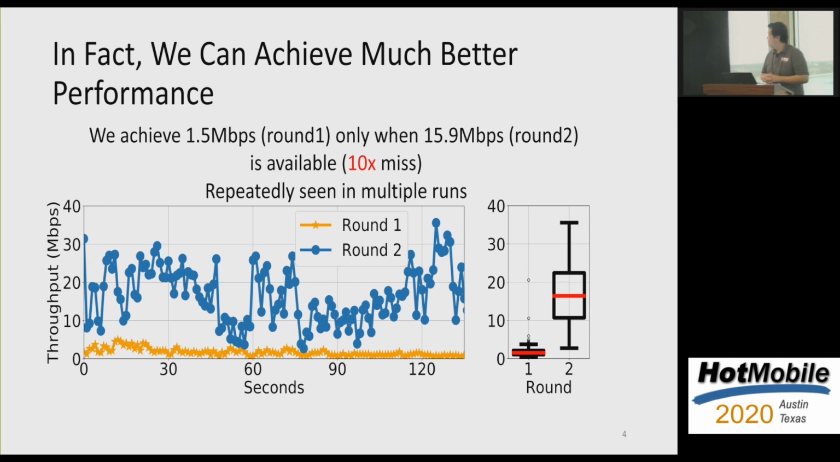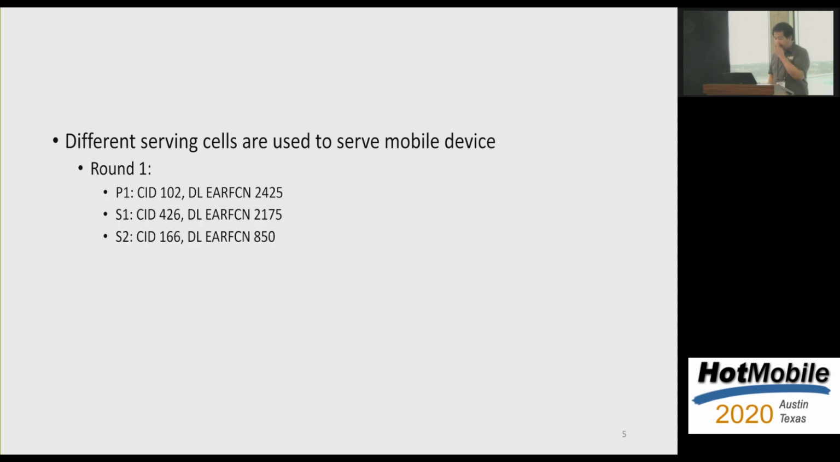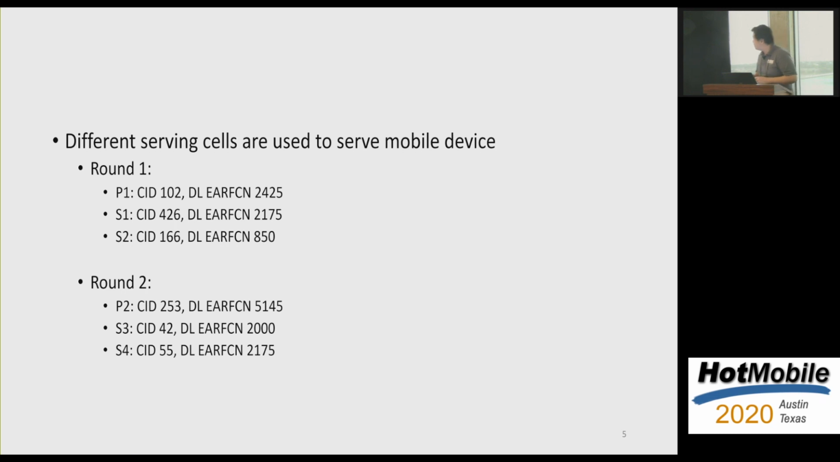So we repeatedly ran this experiment in many runs, and we found that this situation happens in multiple runs. So it's not a corner case. So what is happening here? If we check the RRC message collected at the device side, we can find that actually different serving cells are used to serve our mobile device in these 2 rounds of experiment. In the first round, our mobile device is served by 3 serving cells, P1, S1, and S2. While in the second round, another 3 different serving cells are used, P2, S3, and S4.